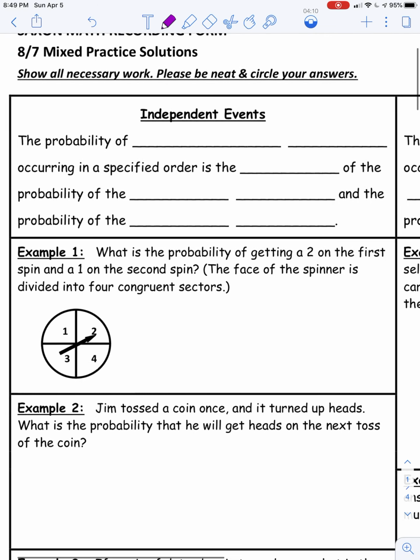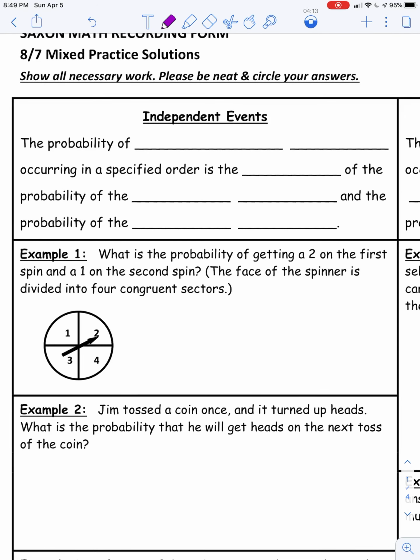I want you to look up in the upper left-hand corner. This is probably a good time to go ahead and fill in what an independent event is. So an independent event, let's go ahead and write that. The probability of independent events occurring in a specified order is the product of the probability of the first event and the probability of the second event.